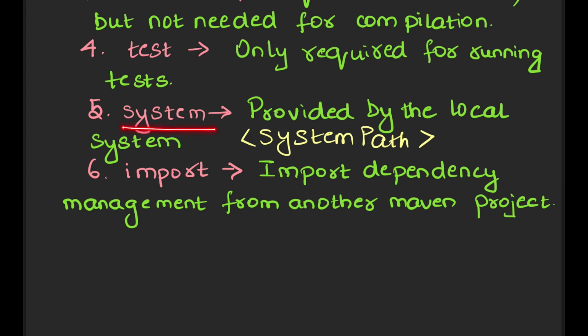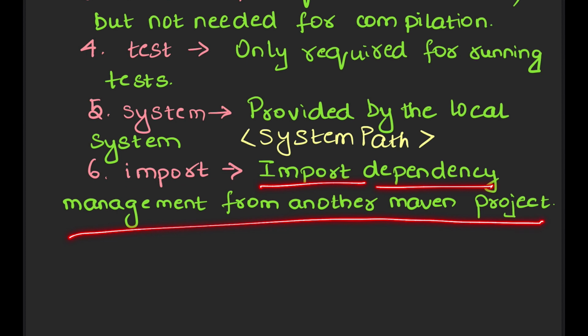Next, system. This scope indicates that the dependency is provided by the local system. Its path is specified in the system path element. Next, import. This scope is used to import the dependency management information from a different Maven project.